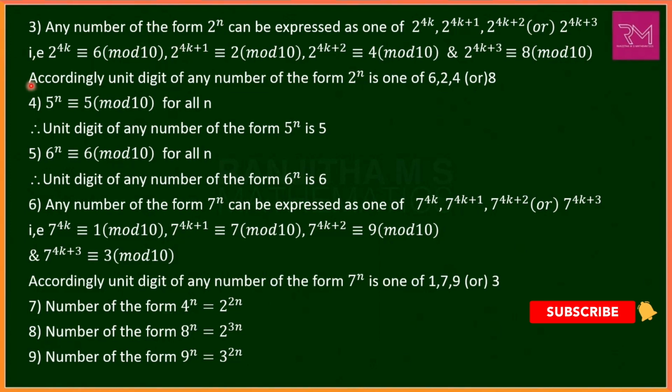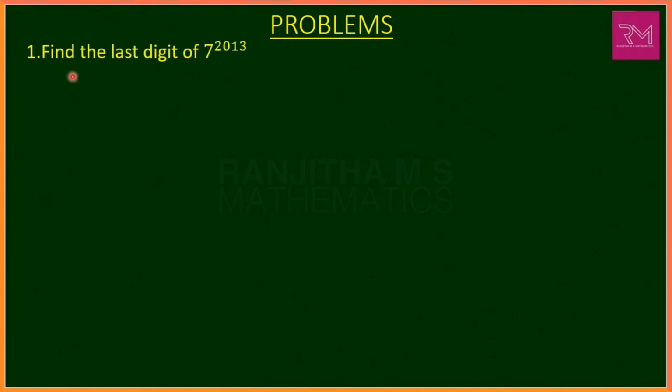So, these are all very important notes to find the unit digit or the last digit of any number of the form 2 power n, 3 power n, 4 power n, 5 power n, 6 power n, 7 power n, 8 power n and 9 power n. So, let's solve some problems on this. Here is the first problem. Find the last digit of 7 power 2013.